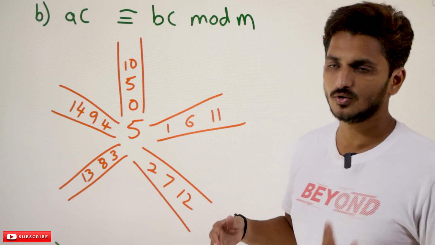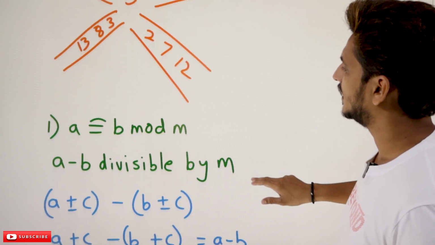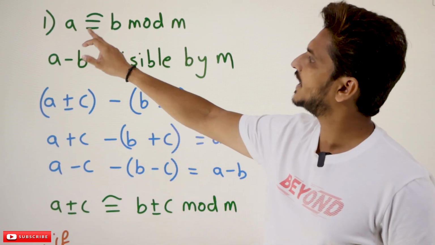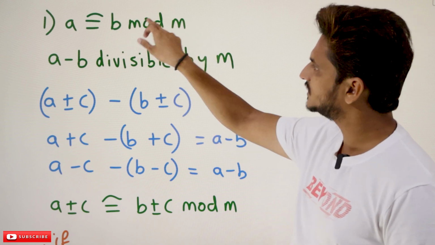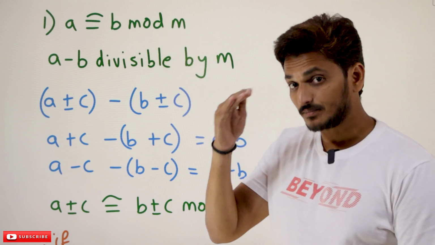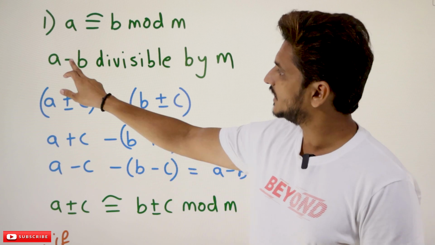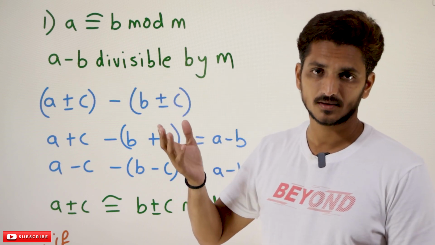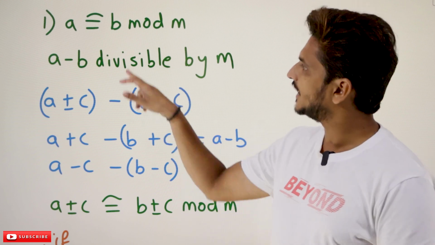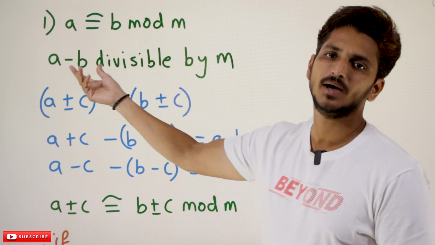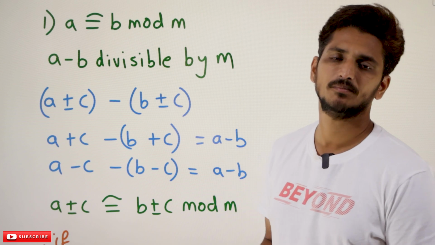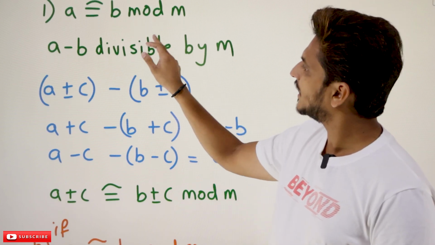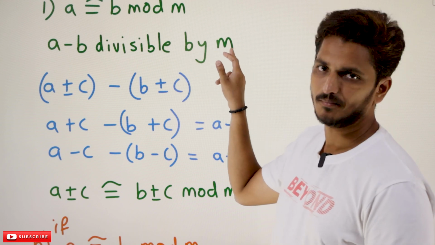So anyhow, we are going to derive with mathematical formulas. Now let's take that. The first one is A congruent to B mod M. This is given. So from the given statement, we can say that A minus B is divisible by M. That is what the congruence formula means. A congruent to B mod M means A minus B must be divisible by M. So from this statement, we have A minus B divisible by M.